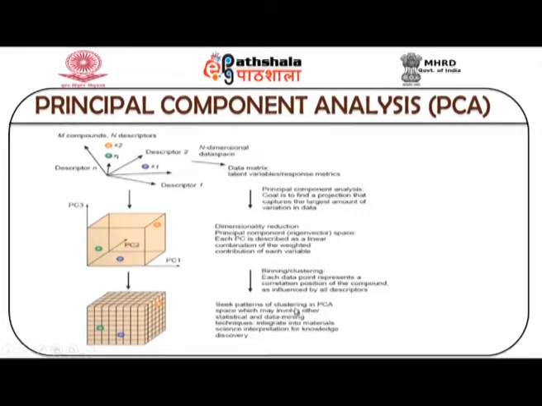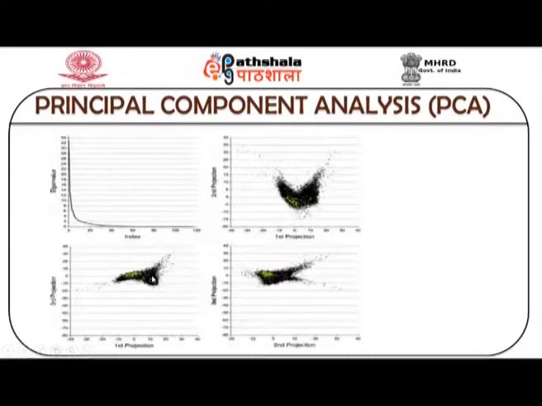Then we need to seek the patterns, we need to bin it or cluster it, where each data point represents a correlation position of the component as influenced by the descriptor. So, we try to seek patterns of clustering in the PCA space, which may involve other statistical and data mining algorithms or techniques, and integrate these into material science interpretation for some kind of knowledge discovery. So, this is represented in the figure as such.